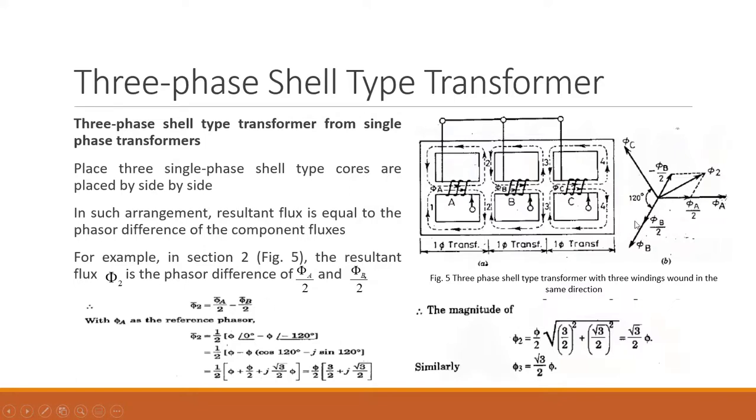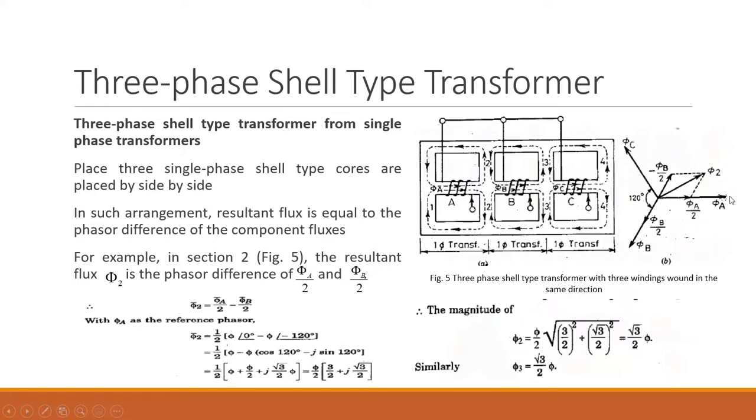If you want to draw the phasor diagram, you have to take a reference. Suppose we take phi A as the reference. Then you can draw the flux phi B after 120 degrees, and after 120 degrees from phi B you can draw phi C. We are interested in finding the flux in section 2. In section 2, it is given by the phasor difference of the flux due to transformer A and transformer B. We have already seen it will be phi A by 2 minus phi B by 2.